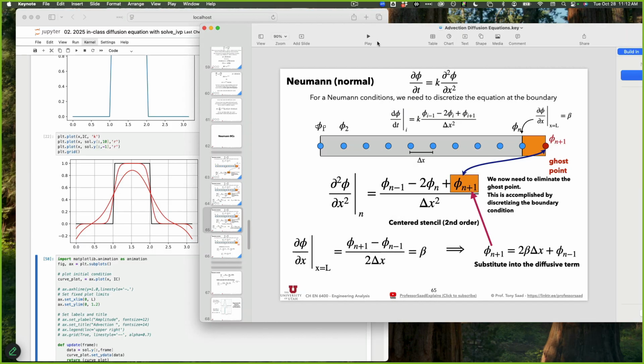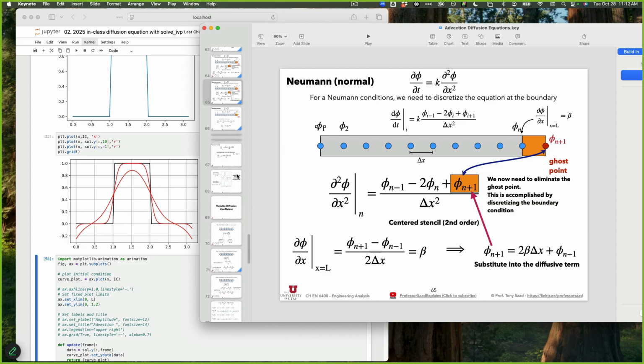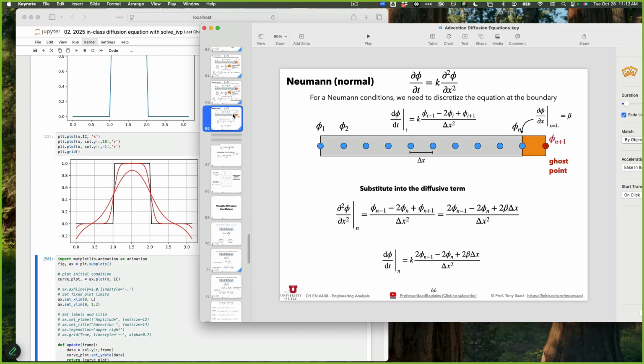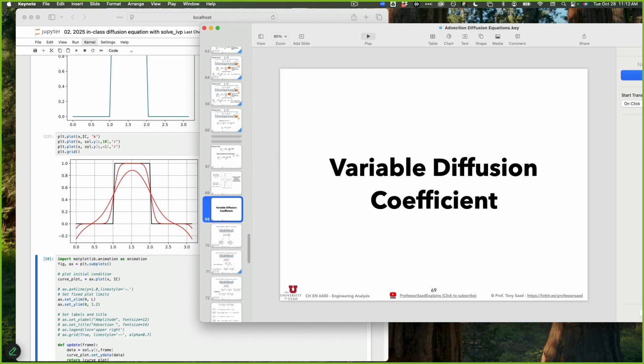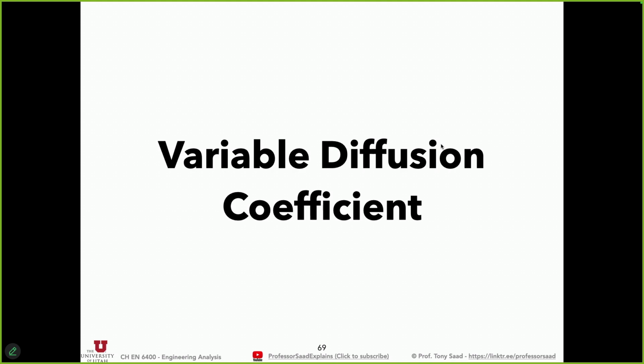Okay, so let's continue. So now the Neumann condition is behind us. The next topic I want to talk about is a variable diffusion coefficient. One of your colleagues asked about that last time, so we'll talk about it today. It's just to add some nonlinearity to the problem.